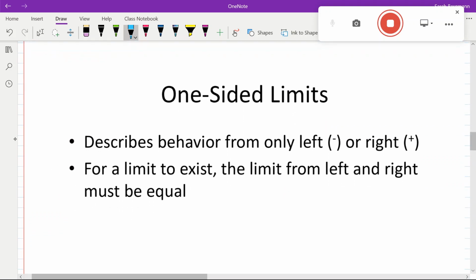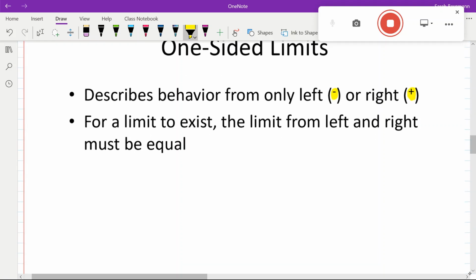One thing that we did not touch on very much in Chapter 1 are called one-sided limits. These describe the behavior only from the left, which would be represented with a little minus sign, or from the right, which would be a plus sign. For a limit to exist, the limit from the left and right must be equal. So in order to write that out, you could say the limit as x approaches some value c from the right of our function has to be equal to the limit as x approaches c from the left for the same function. So if these are equal, then the limit as x approaches c for the function exists.